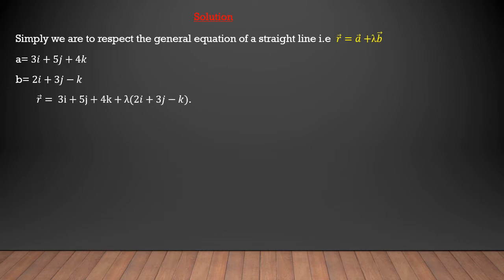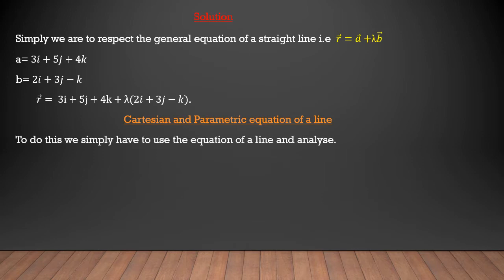Next, we are going to take the Cartesian equation of a line. The Cartesian equation of a line is related to the parametric equation of a line. Here I'm going to teach you how to find it, and you will see that it is pretty simple. Starting with it, we need to analyze the equation of a straight line. Let's take the same example as above and find both the Cartesian and the parametric equation of this line.